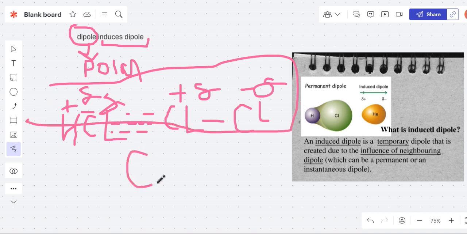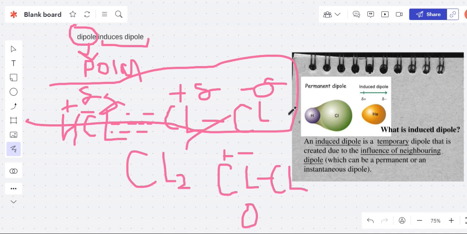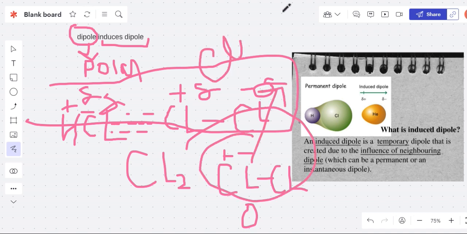Previously, this chlorine molecule was non-polar. Why? The first reason behind it is that their electronegativity difference is 0. No positive ion or negative ion exists between them, and it was not electrostatic in nature, right? No, it was not electrostatic.